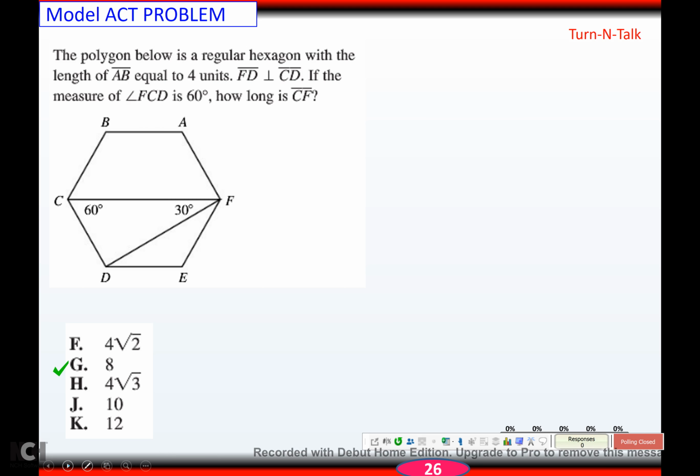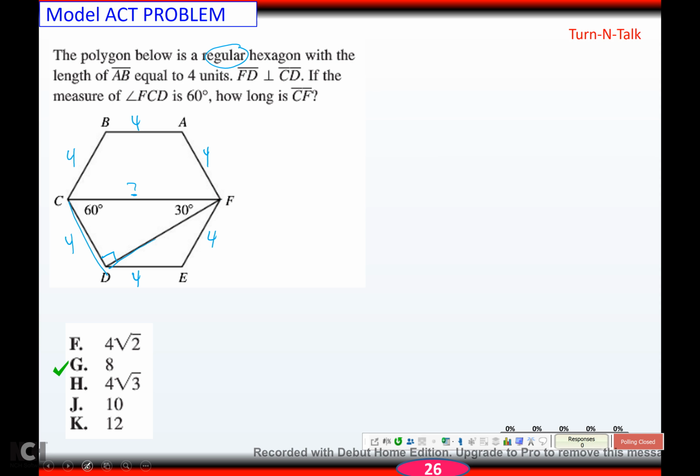All right, the polygon below is a regular hexagon. What regular means is that all sides are equal. So it says AB is equal to 4, which means every side is equal to 4. That's what a regular polygon means. So length AB is equal to 4 units. FD is perpendicular to CD, so this is a 90-degree angle. And they want to know how long is CF.